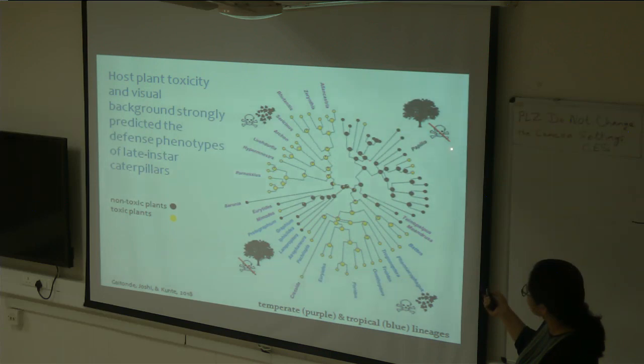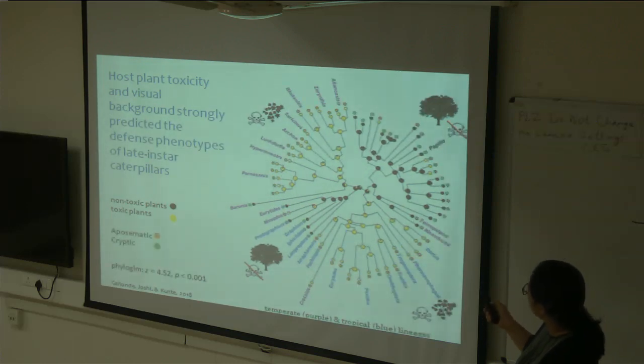But then we were also interested in which ones were feeding on sparse vegetation and dense vegetation. So wherever you have aposematic coloration, invariably it's sparse. Wherever you have dense vegetation, it's cryptic.